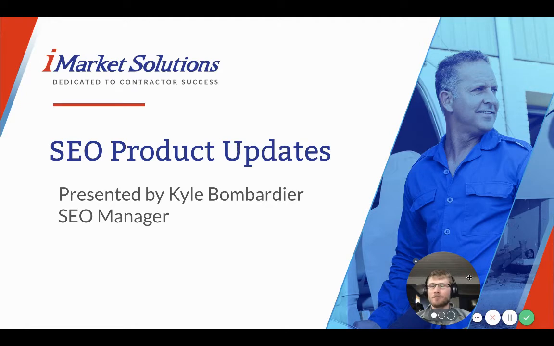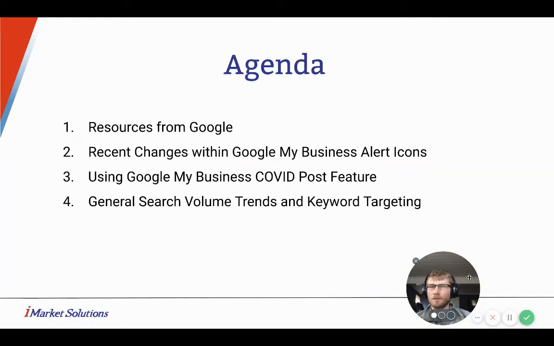And today we're going to be covering some SEO and organic search relevant updates as it pertains to COVID-19. The main topics we're going to cover: I'm going to share some resources from Google. I'm going to go through some recent changes within the Google search results related to alerts and icons. I'm going to show you how to create a COVID post directly to your Google My Business profile, as well as cover some general search volume trends and things to consider as you're looking at whether or not you want to change your SEO and keyword targeting strategy.